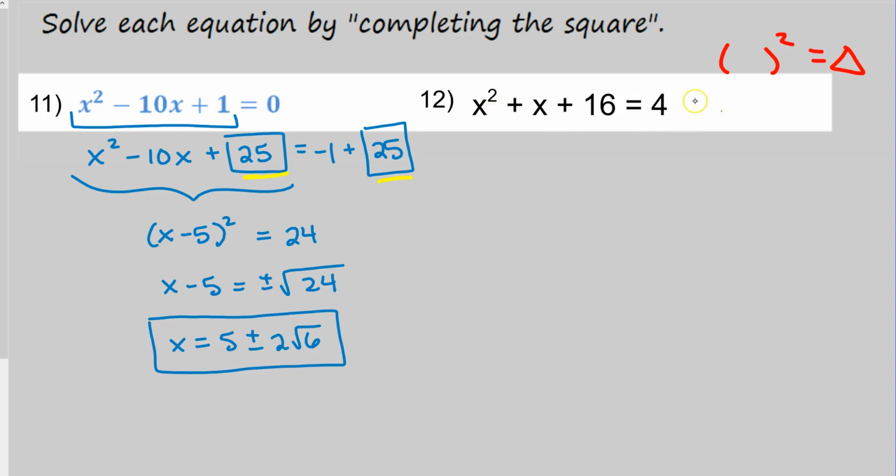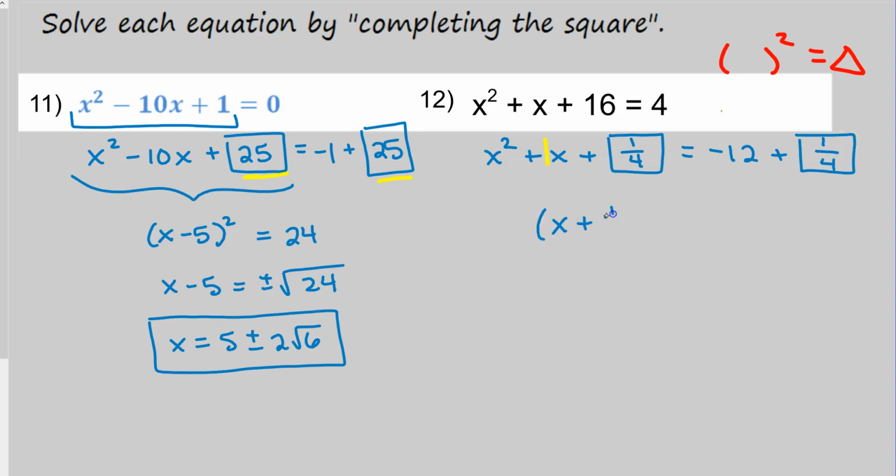Let's do number 12. X squared plus x plus 16 is not a perfect trinomial square. So what I'm going to do is leave the x squared and the x terms, leave a space for the number that completes the square, subtract 16 from both sides, and remember to add to the right whatever I add to the left. So the coefficient here on the x term is 1. So we take half of that number, that would be 1/2, and we square it. So 1/2 squared is 1/4. So 1/4 is the number that completes the square. That's what we add to both sides.